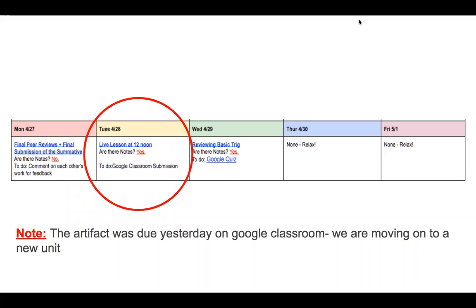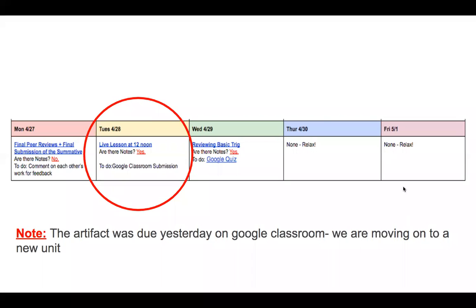So this is how our week is looking. We have Monday, Tuesday, Wednesday. Remember, yesterday our artifact was due. I still need to look through those, grade them, and let you know if you're proficient or not. I'm going to be using Thursday and Friday to grade the artifact. But today we're moving on to a new unit, and for that new unit, we're going to go back into trig and review some trig. So that's the outline of the week.